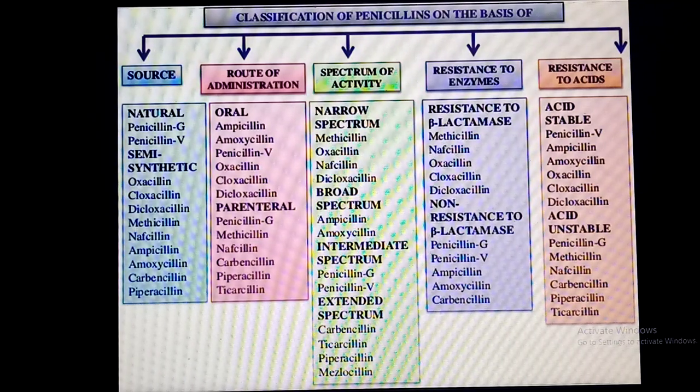So there are many drugs which are used in the treatment of a variety of infections.